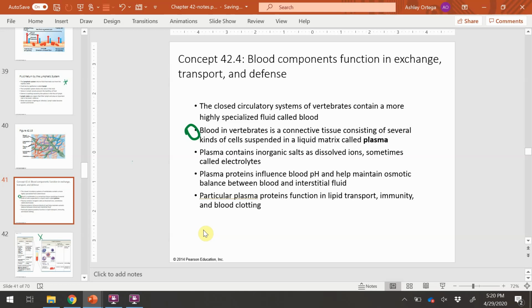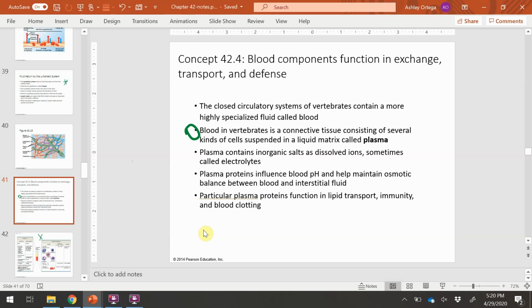We're going to pick up right where we left off in the second half of chapter 42. So we're going to look here at blood components and how they function in exchange, transport, and defense. Then we'll take a look at the gas exchange system, the respiratory system, and the lungs.